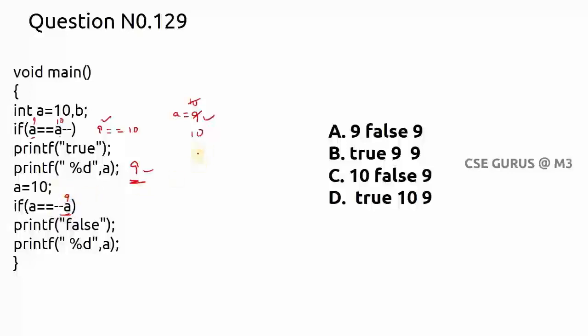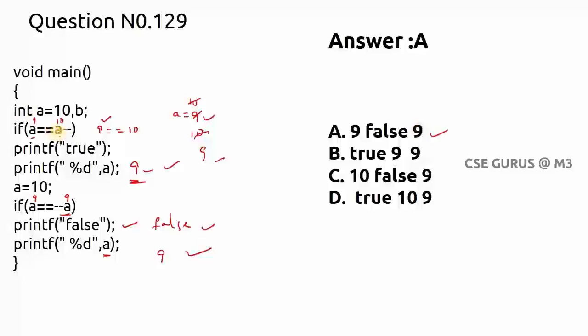After that, what is A value? 9. So here A value is 9. So like this, 9 double equals 9. Yes, true. That means printf false will be executed. So false will be output, and printf A. What is A value? 9. So the output will be 9 false 9, which is option A is correct.